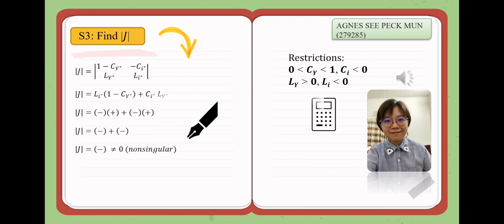Next, step 3 is to find the determinant J. Then we will have the determinant J equal to Li star in parentheses 1 minus Cy star plus Ci star Ly star. And from the restrictions there, we know that Li star is less than 0, which means negative. Cy star is in between 0 and 1, which means positive. Ci star is less than 0, which means negative. And Ly star is more than 0, which means positive. Therefore, we will have negative times positive plus negative times positive, and we will be able to get negative plus negative, and lastly the determinant J will be negative, which is not equal to 0 and non-singular.